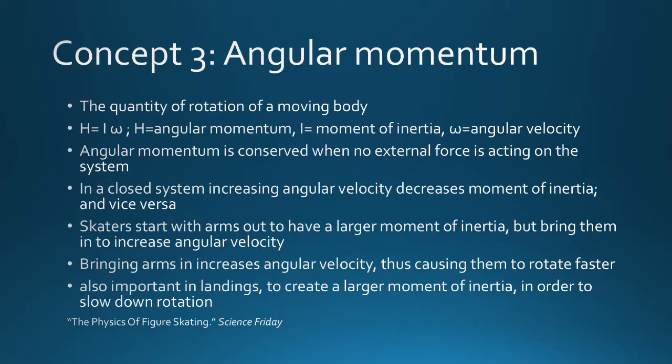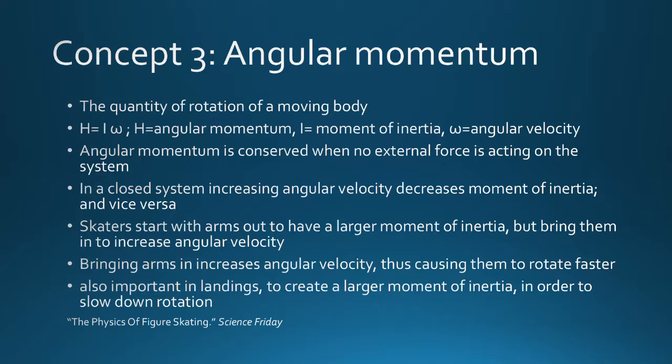As a component, moment of inertia is defined as a body's ability to resist torque. In a system closed to external torques, moment of inertia and angular velocity have an inverse relationship. A skater starts a jump or spin with their arms extended, creating a large moment of inertia and needing great torque to overcome it and start rotating.